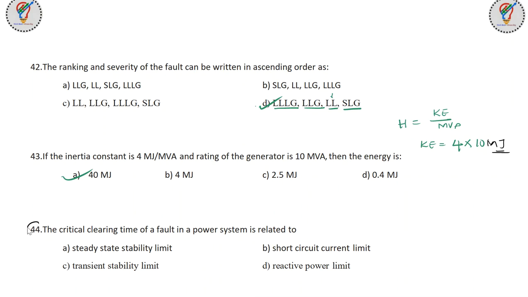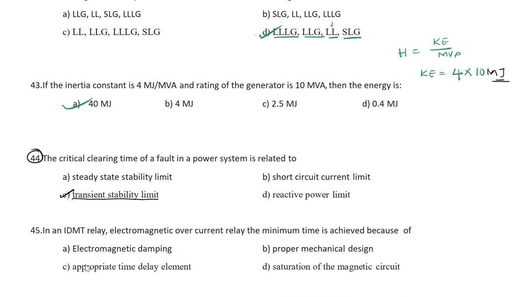Next question. The critical clearing time of a fault in a power system is related to transient stability. The critical clearing time is the time used for the circuit breaker to operate and clear the fault current. So the answer for this question is transient stability limit.